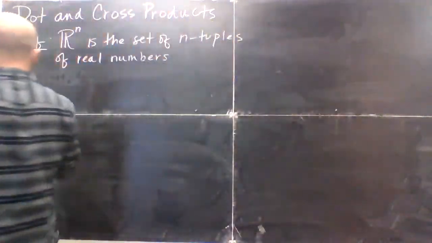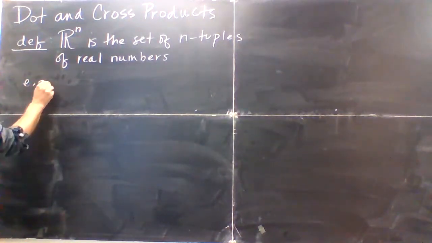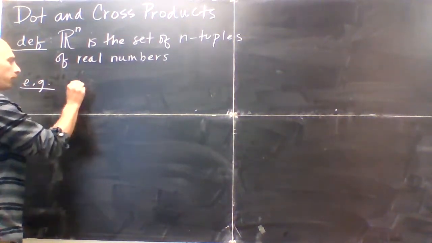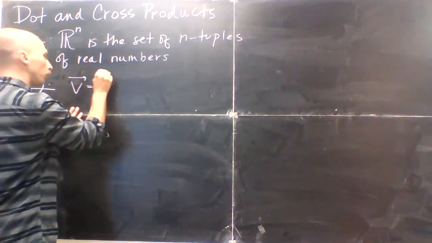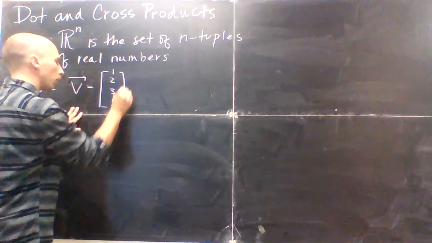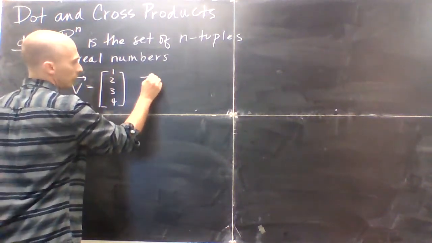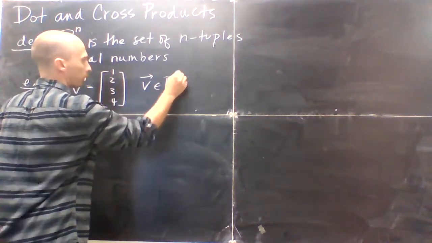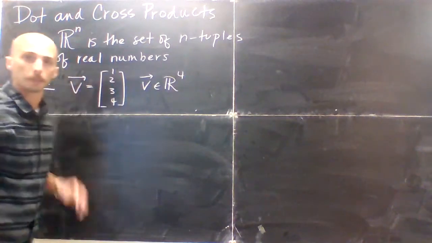I'll just, for example, the vector v equals 1, 2, 3, 4 is an element of R4 because it has 4 components here. Okay?